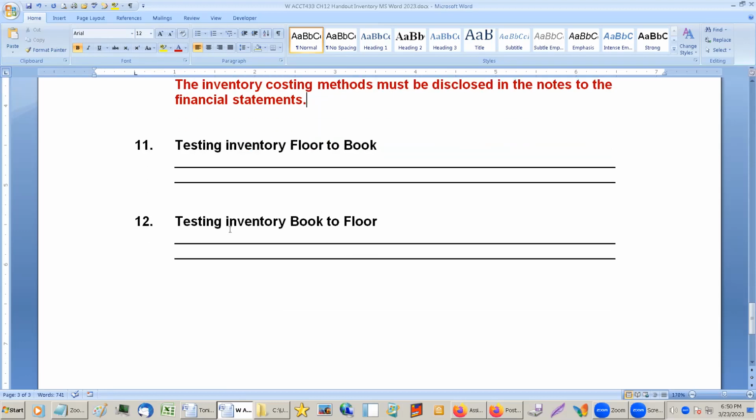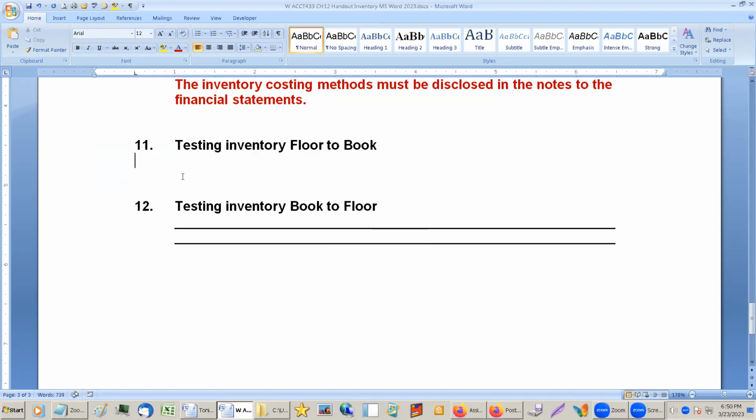All right, I think we talked about this, testing of floor to book, book to floor. We talked about that. These are common types of tests. So this first test, testing of inventory from floor to book, you take items on the sales floor and trace them to the general ledger or the financial statements, the book.